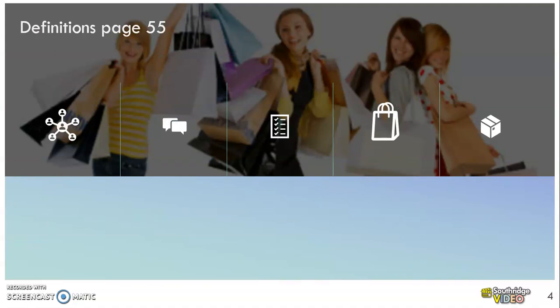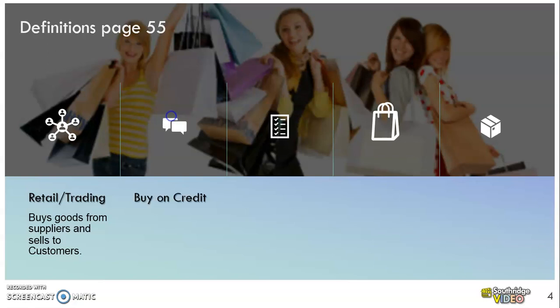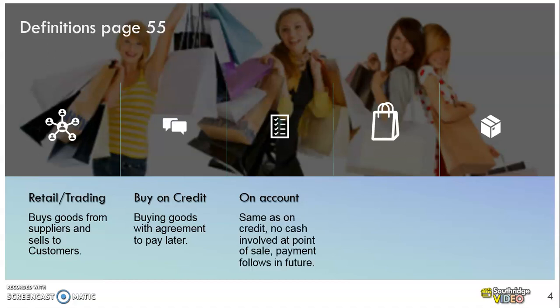Let's break down page 55, if you've got your textbook next to you, some more theory that they cover there. First of all, we're focusing on retail. We are selling and buying, not necessarily service businesses, and we're talking specifically about customers. Then they are buying on credit. That's another word that you need to get used to, and we have an agreement with them, and it varies from shop to shop. Then we will also speak about it that they're buying on account, same as on credit, and the only difference is there's no cash involved as previously.